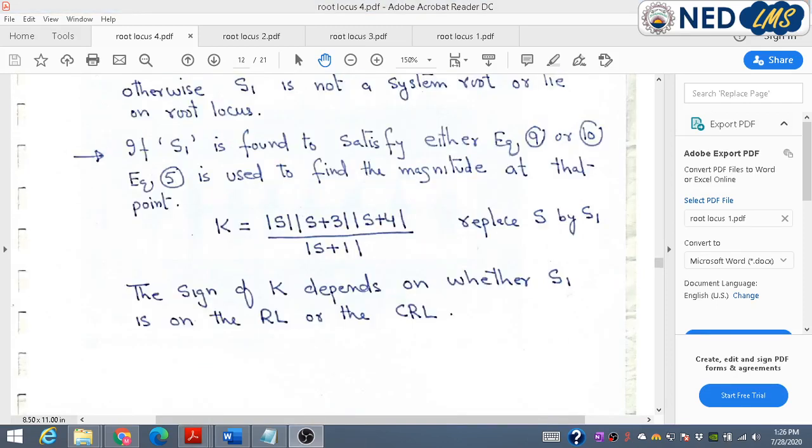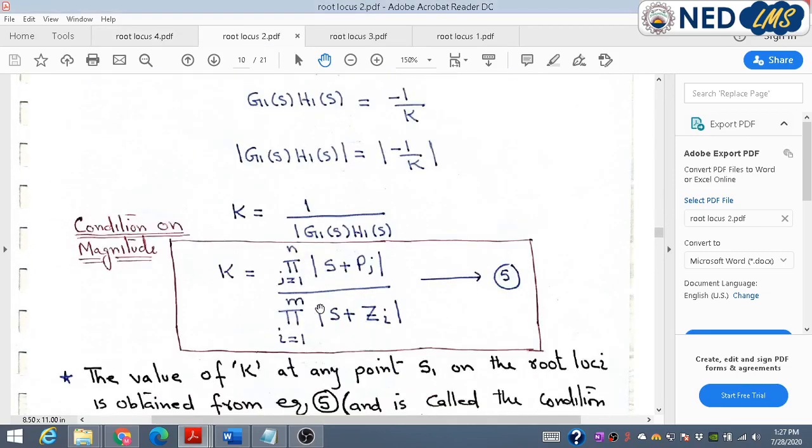At this stage, I would like to conclude the condition on magnitude and the condition on angle again. The purpose of the condition on magnitude is to find out the value of k at a particular search point, and we have to use this formula. In this formula we have to replace s by the coordinate of the search point, and we have to take the product of all the terms in the numerator and the product of all the terms in the denominator. Therefore the symbol pi is used.